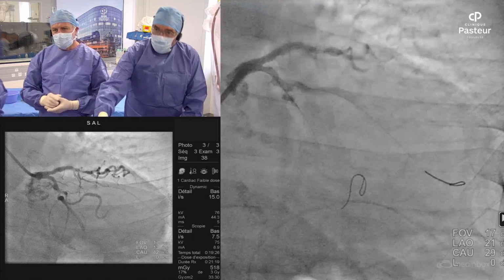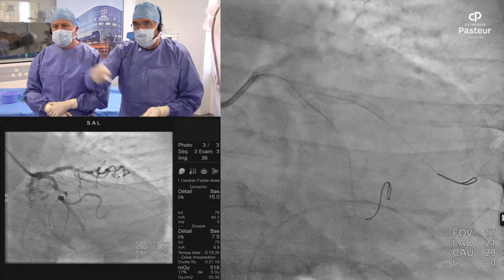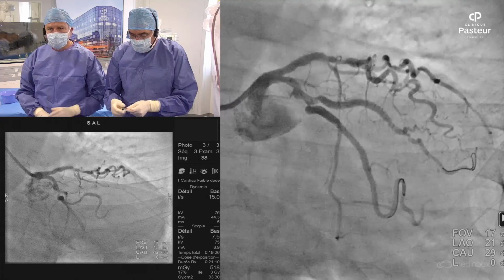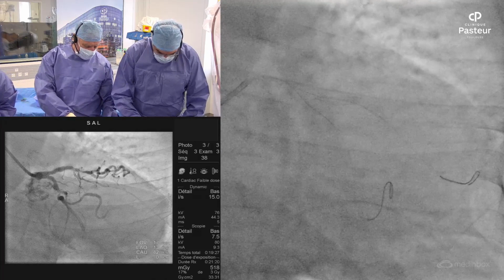Donnez-nous un ballon. The goal is to place the stent from the ostium of the circumflex, close to the ostium, to the proximal end of the stent placed in the OM1. So now we need to measure. It should be more than 20. Should be certainly 24. Let's see. Maybe 28, but 24 sure. We'll see.